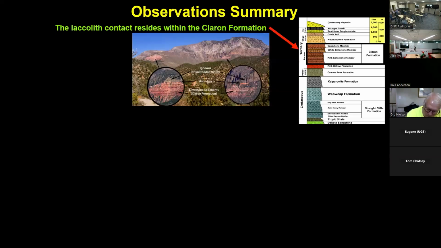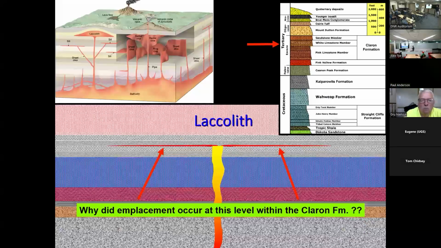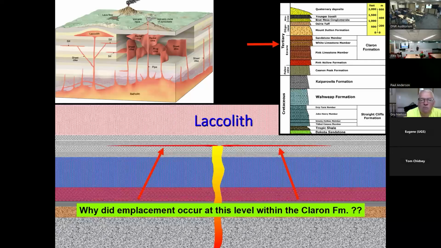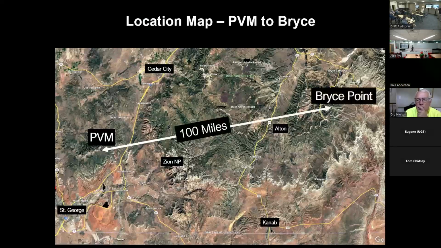So just a summary of the observations here. It looks like the laccolith is within the Claron Formation. The contact is irregular and there are pieces of Claron incorporated within it. Okay, but we have to ask the question again, why did emplacement occur at that level? I think there's a technique in corporate America called the 5 whys. You keep asking the same question over and over again and trying to drill down, trying to find the root cause. I'm only going to use 3 of the 5. So in order to understand this, I think we need to travel 100 miles as the crow flies to Bryce Point.